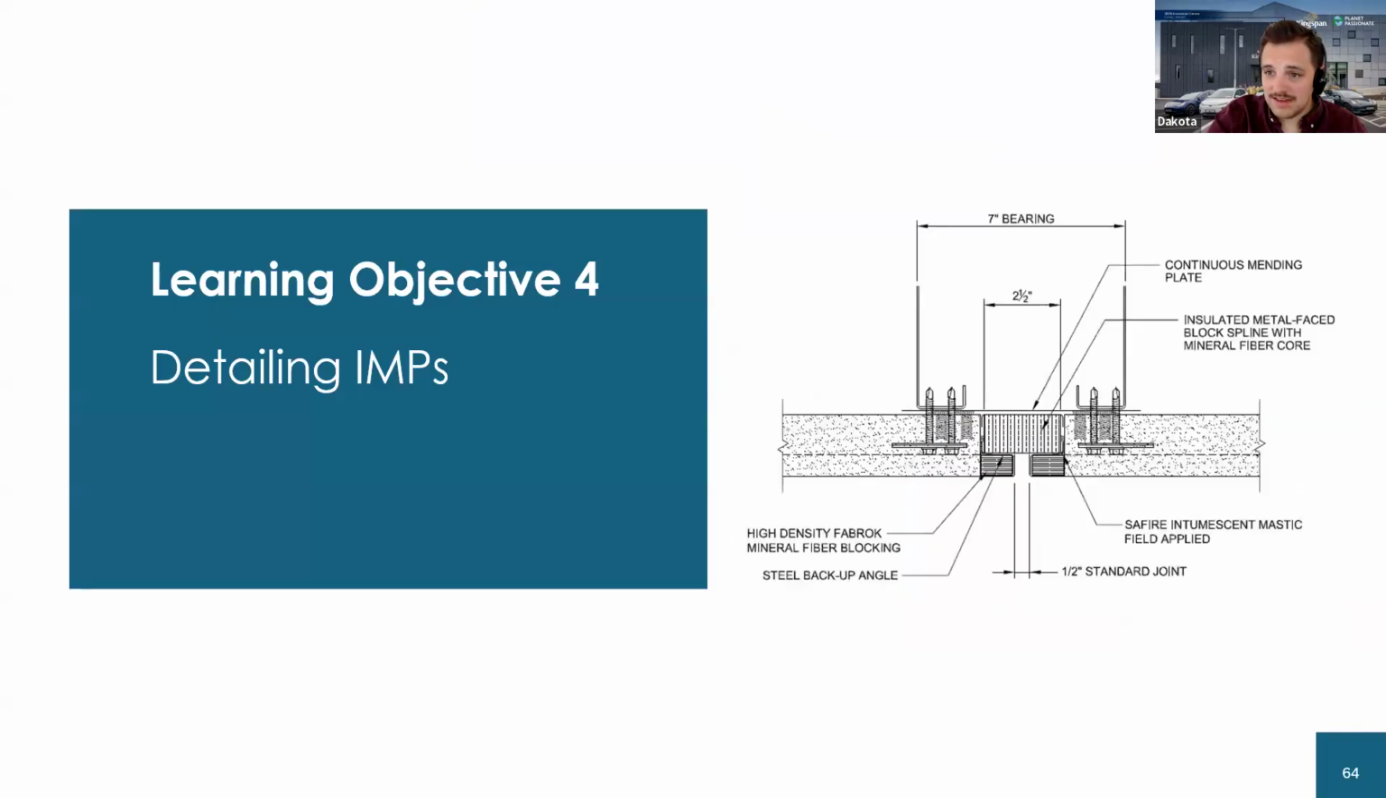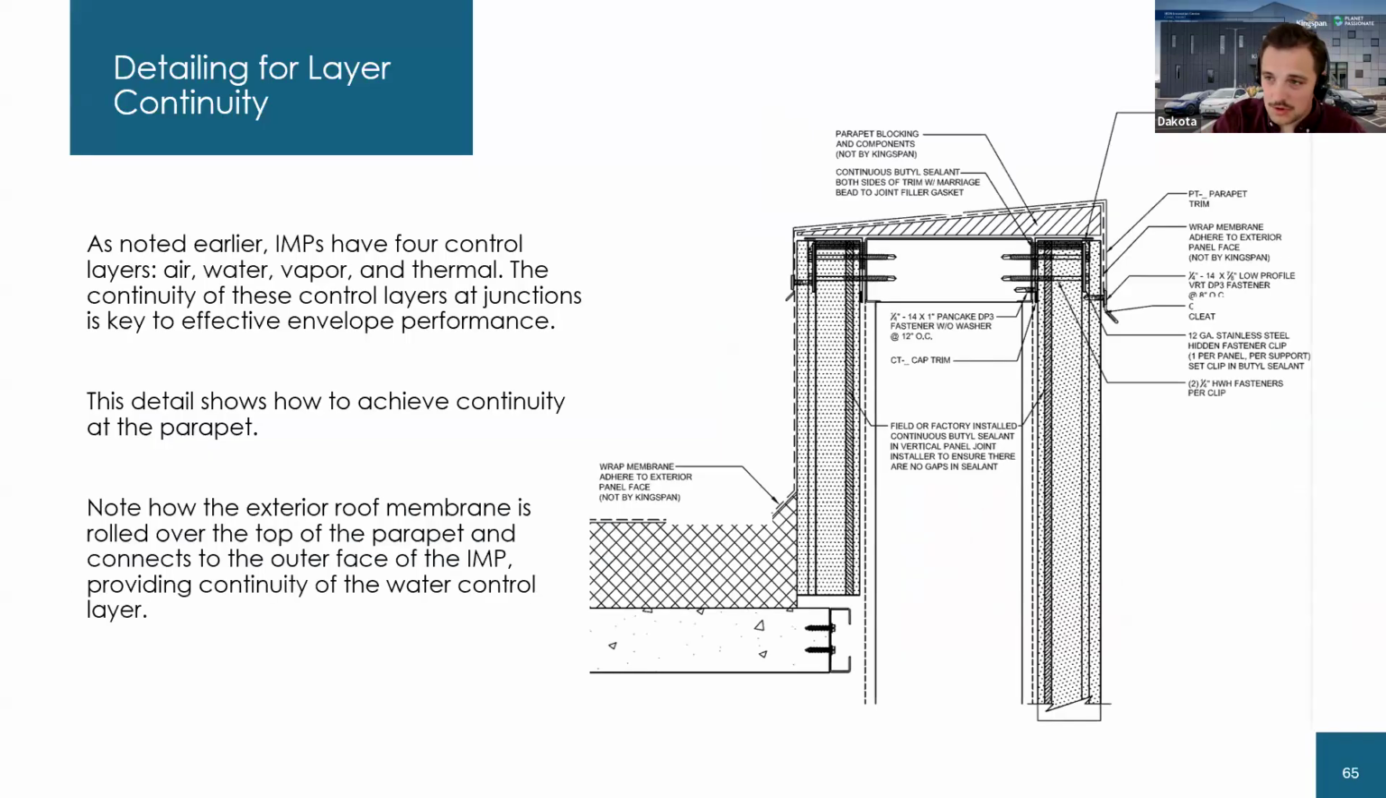Learning objective number 4, detailing IMPs, looking into how these things actually go together. This can get complex. I'm sure this is where most of the questions will come up, so make sure to ask those questions now. Otherwise, hopefully, it's pretty self-explanatory. Like I said, they're basically just big old Lego kits. One of the leading questions I get: how do IMPs interact with the roof? Well, I am so glad you asked because let's talk about it, right?